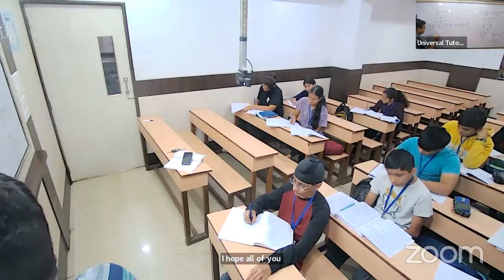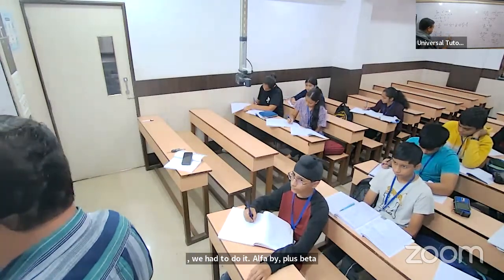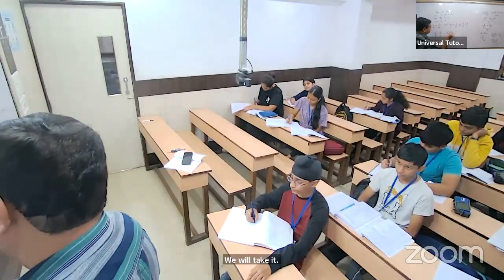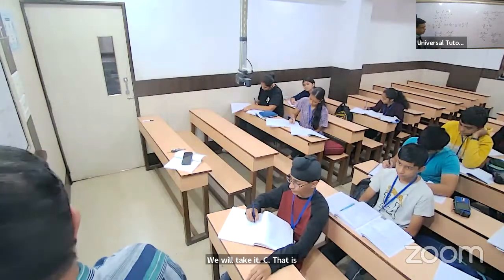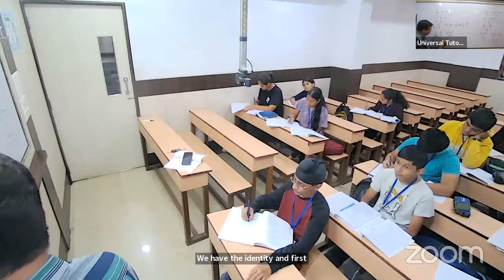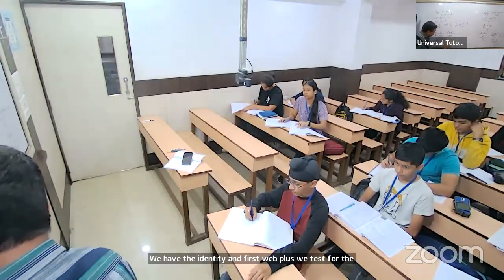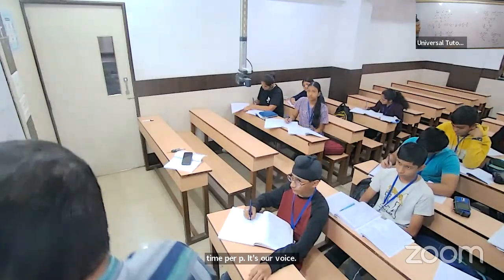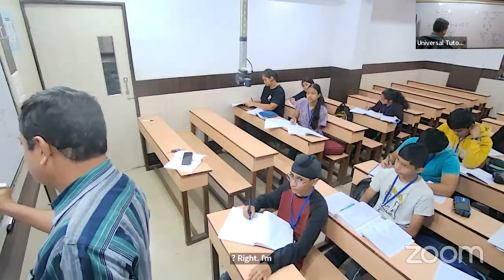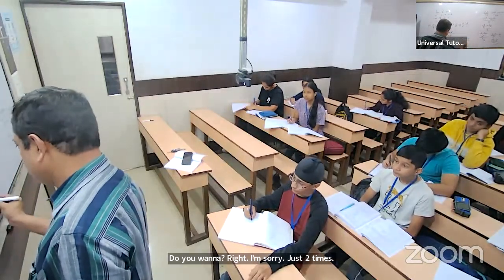Now first one we have to do: alpha by beta plus beta by alpha. We will take its LCM, that is alpha beta. So we get alpha square plus beta square divided by alpha beta. We have the identity alpha square plus beta square is alpha plus beta whole square minus 2 alpha beta. Value of alpha plus beta is 5. So 5 square minus 2 times 6, divided by 6.